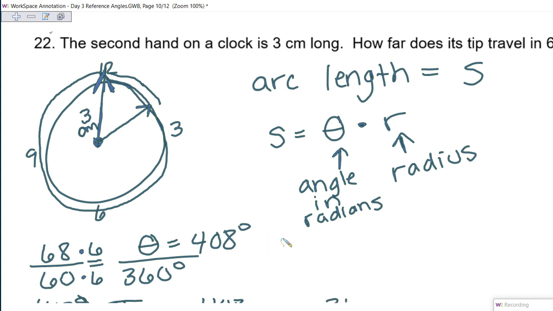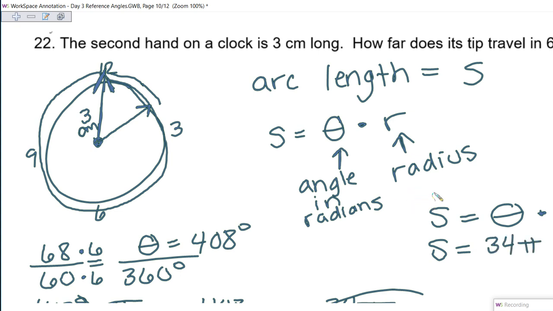Yes, 34 pi over 15. So that's theta. So now we're ready to solve. So the formula is arc length is equal to our angle in radians times the radius. And for the angle in radians, we got 34 pi over 15. And they told us in the problem the radius was 3. I'll make this 3 over 1.